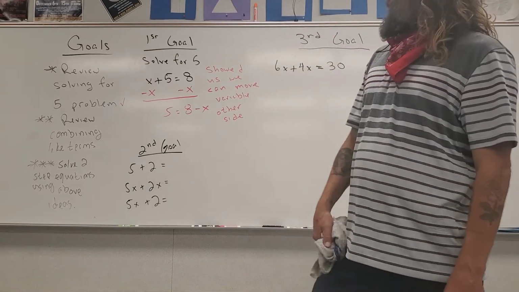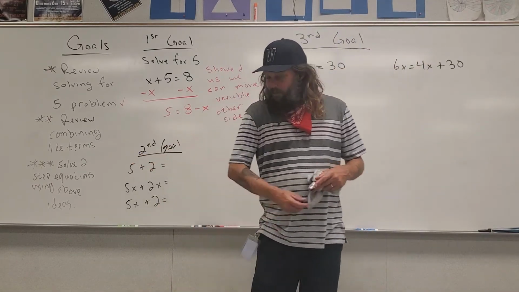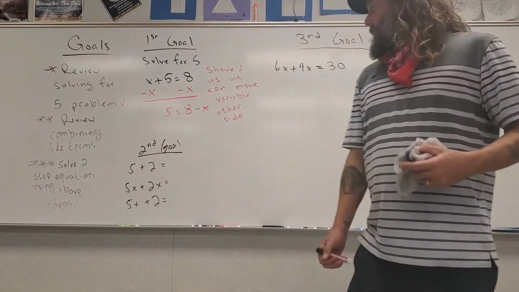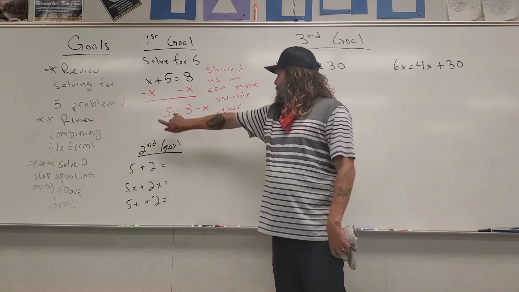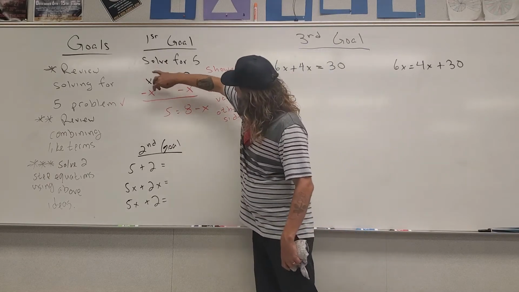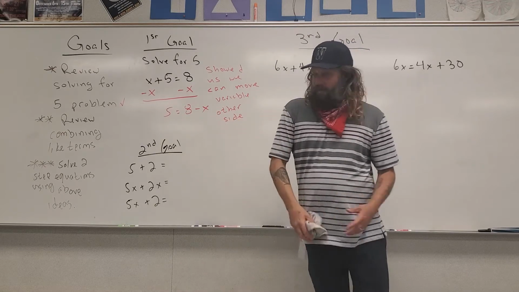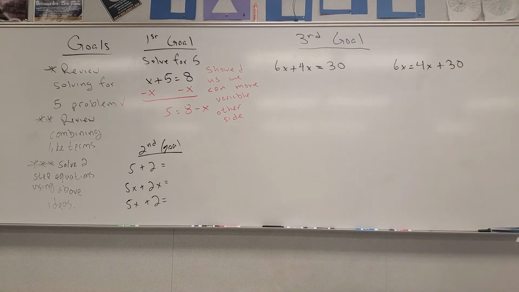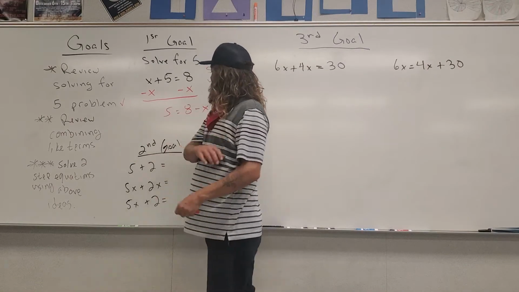All right, so I'm going to check off my first goal. And again, the point of the solving for 5 problem was not only to show you that we can be creative with the rules, but it showed us that we can take a variable and we can move it to the other side. And when we do move it to the other side, we are changing its sign. All right, so let's move on now to goal number 2. I'm going to grab another color marker just so it's easy to follow along. And we're going to review combining like terms.